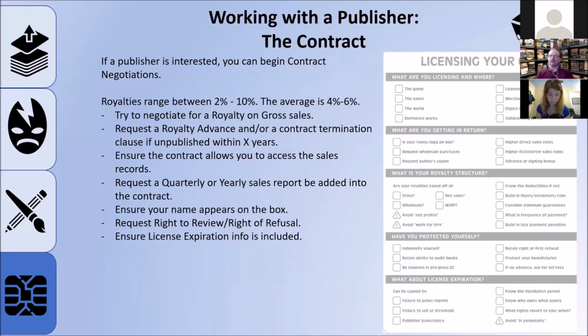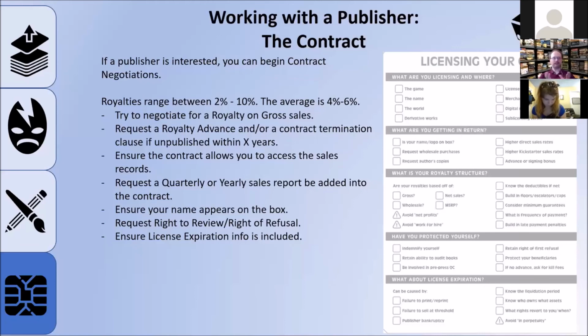So if the publisher is interested, they're going to want to start contract negotiations with you. Depending on the publisher, the royalty they offer is going to be over a very wide range, between 2 and 10%, with your average being between 4 and 6. The bigger the publisher, the smaller percentage they're going to offer you. This doesn't mean you're making less money. In fact, usually with a bigger publisher, even at a lower percentage, you're going to be making more money in the long run than with a smaller publisher that offers you a bigger percentage.